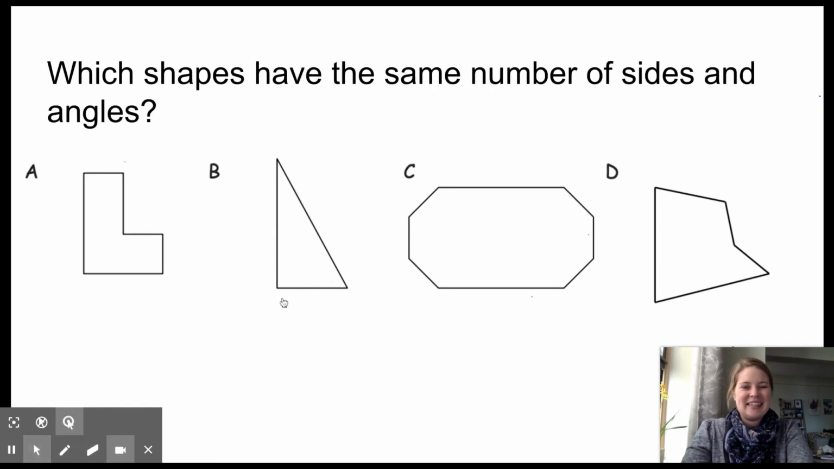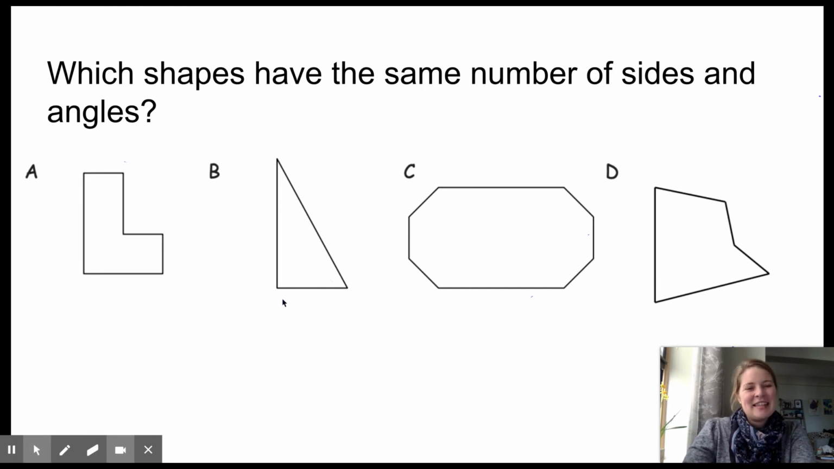Okay, second graders. Which shapes have the same number of sides and angles? The answer is all of them. Every single one of these shapes has the same number of sides as they do angles. Remember, that's a pattern we already noticed. So for this answer, you would circle A, B, C, and D.